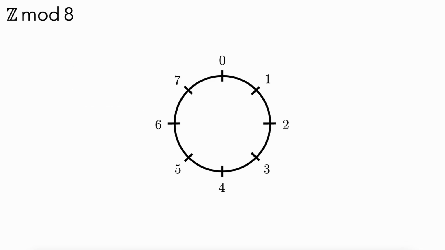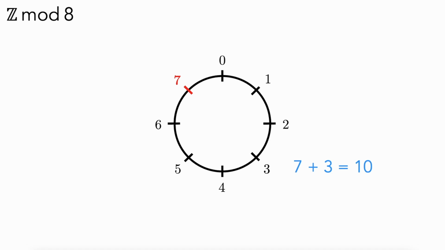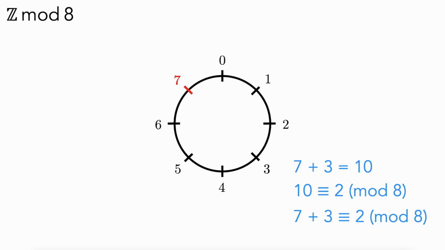Now before we move on, let's talk about addition in this number system. Well, addition just corresponds to moving around the number wheel. For instance, 7 plus 1 is equal to 8, but 8 is congruent to 0 mod 8. So 7 plus 1 is congruent to 0. That's consistent with walking one space clockwise or forward from 7. The result of the addition is congruent to where we end up on the number wheel. So if we do 7 plus 3, this is equal to 10. But 10 is congruent to 2 mod 8, and so 7 plus 3 is congruent to 2 mod 8. And that's exactly where we land if we walk 3 spaces clockwise or forward.